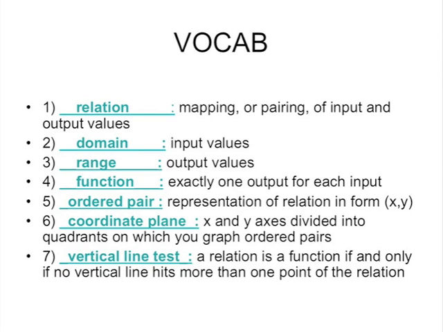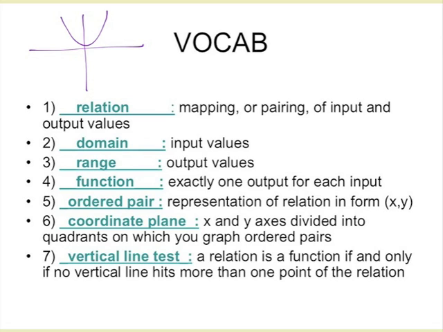The vertical line test tells us if we have a function or not, and it says that a relation is a function if and only if no vertical line hits more than one point. So we can look at a graph of points or lines then and decide if we have a function or not. And some of your homework problems will just be yes or no's. Is this a function or is it not?